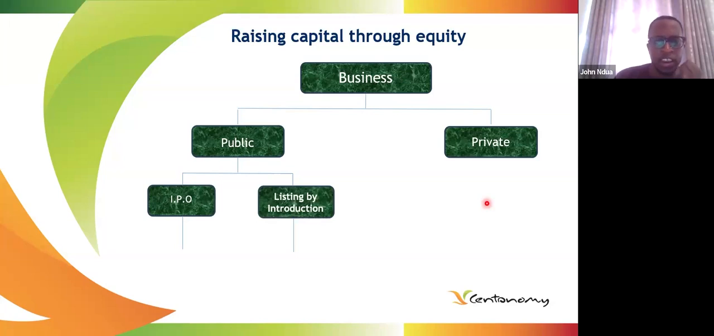An IPO or an initial public offering is where the company says, we are going to issue new shares to the public so that we can raise money. So they say, we as the shareholders of this private company, we need to raise money to expand our business, but we want to collect this money from the public. So we will offer them shares in our company, they give us money and they become shareholders. That is what we call an IPO.